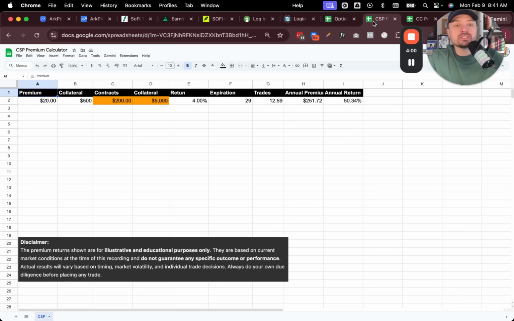Now, I like to toss everything into my cash secured put calculator, so I'll put my $77 here. My collateral here is also $1,900, and more on that in just a moment.